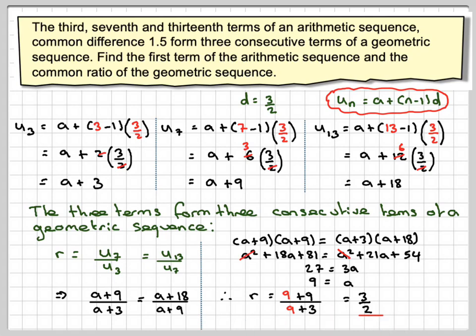So this has been a video to show you how to find the first term of an arithmetic sequence and the common ratio of a geometric sequence when you're given three terms of an arithmetic sequence which form a geometric sequence. I hope you've understood, and I thank you very much for watching.